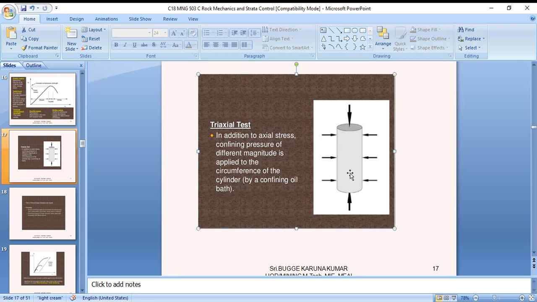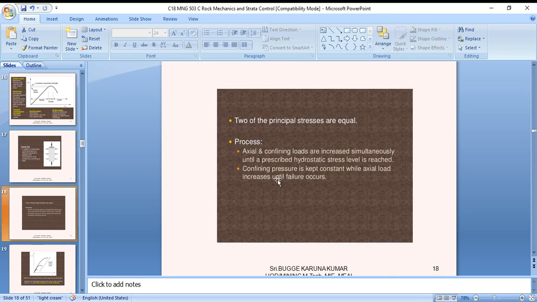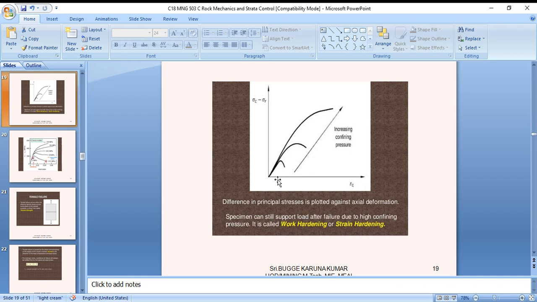That is shown here, as far as the triaxial test is concerned. The two principal stresses are equal. In the process, axial and confining loads are increased simultaneously until the prescribed hydrostatic stress level is reached. Then the confining pressure is kept constant while the axial load increases until failure occurs.